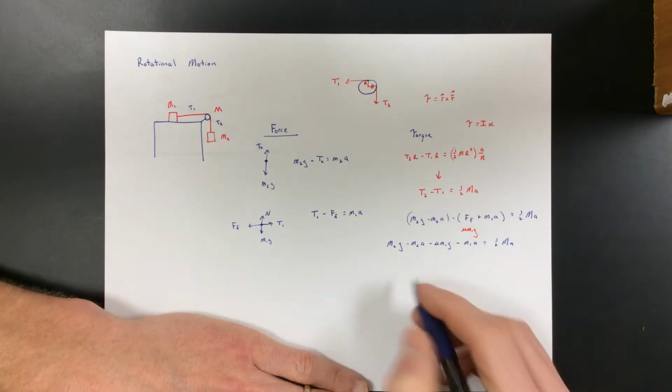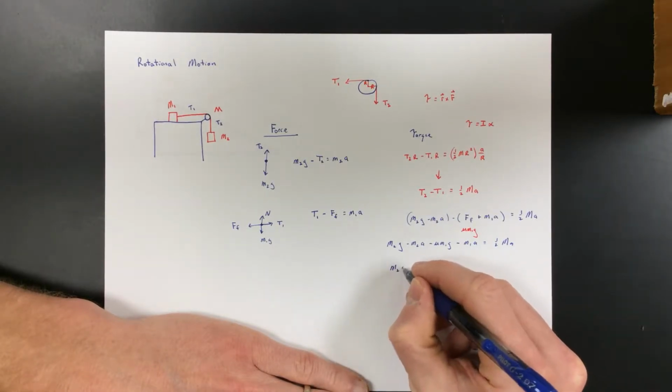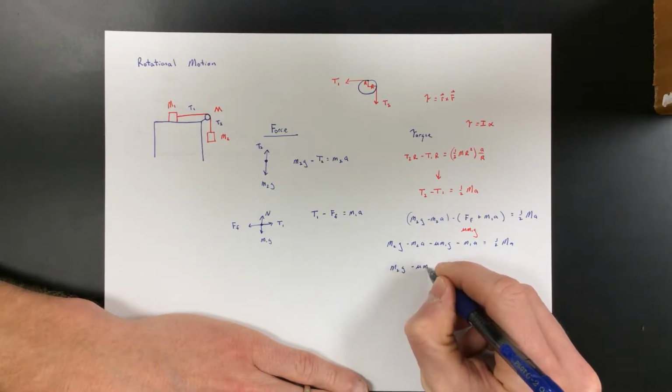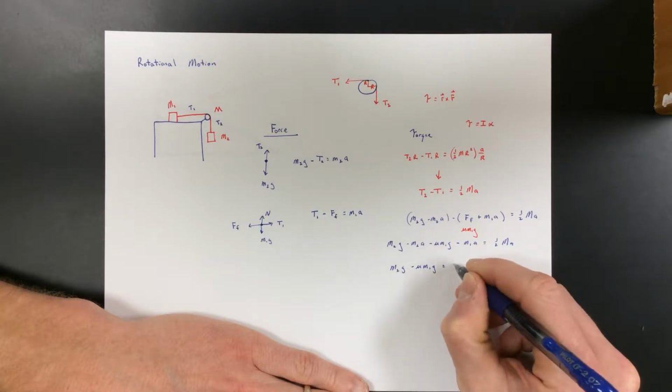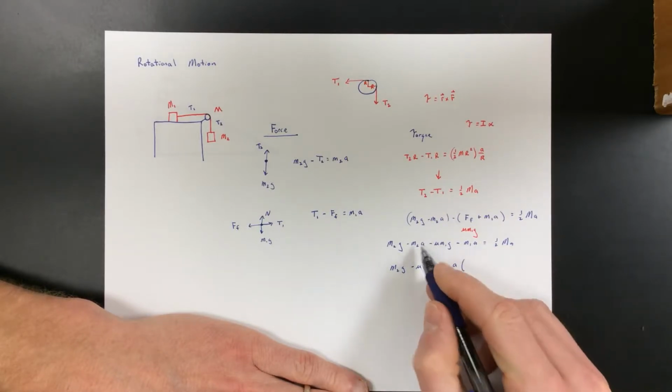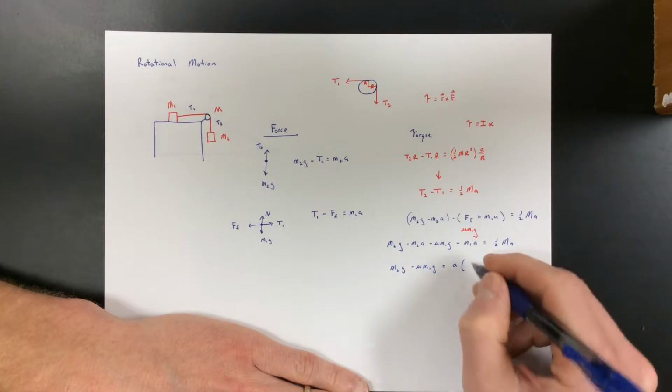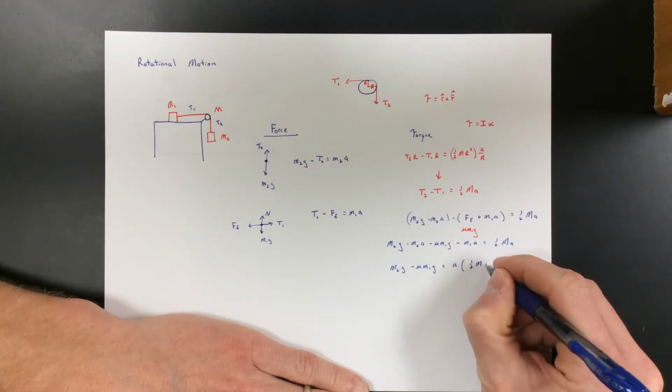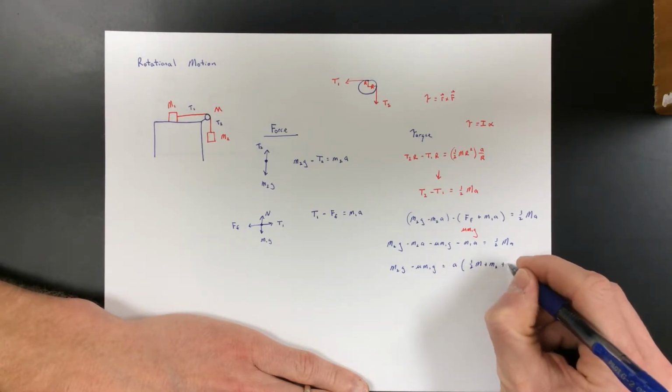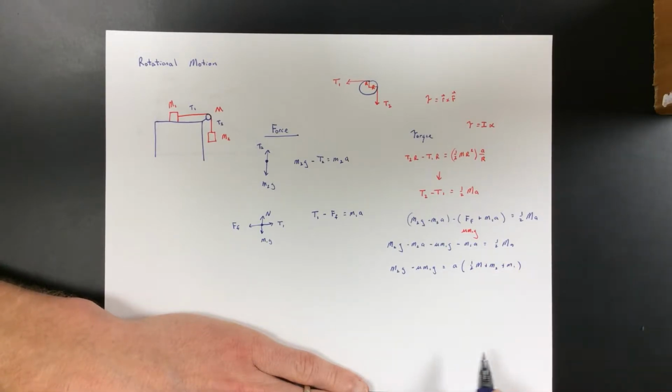These terms with A are going to move to the other side, and so we get M2G minus mu M1G equals, and I'm going to go ahead and factor out that A. These are all on the other side: 1/2 capital M plus M2 plus M1. They all got multiplied by A.